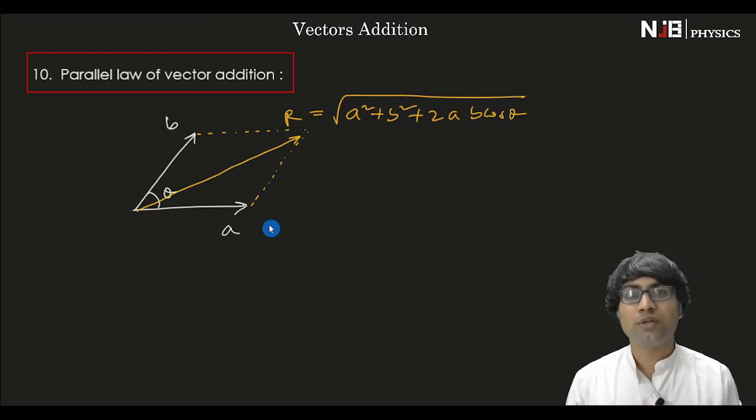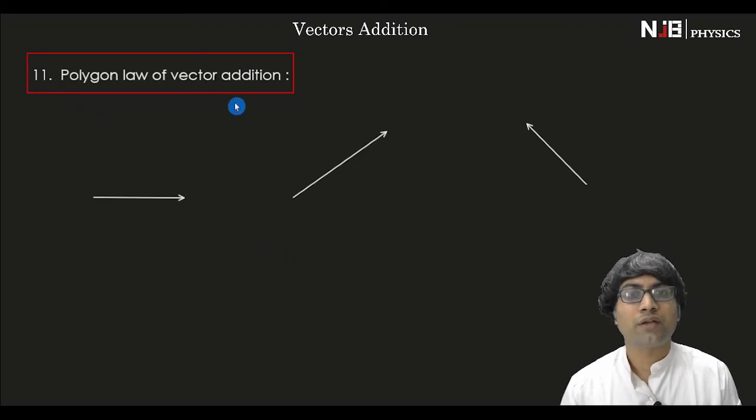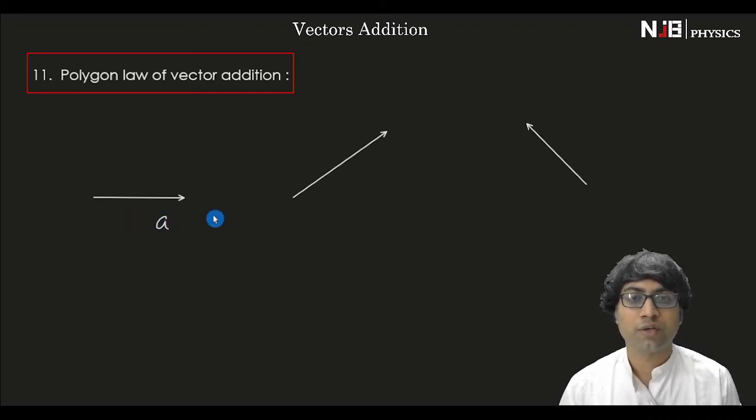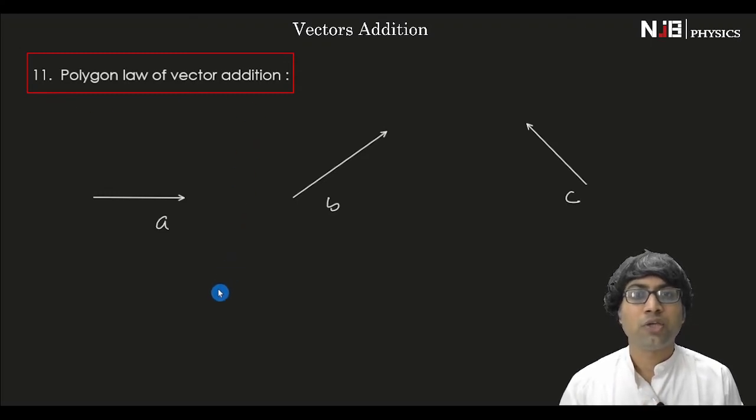Let's now talk about the polygon law of vector addition. The polygon law of vector addition is used when we have to add more than two vectors. Let's say we have these three vectors over here, a vector, b vector and c vector. According to the polygon law of vector addition, you try to draw a polygon. That means you take all these vectors in order.